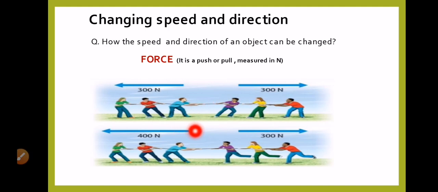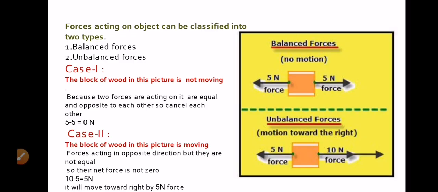While in the second case, one team is applying more force as compared to the other one, like here the force is 400 Newton while in this case 300 Newton. So the motion will be towards which side? Towards the left side where there is the greater force. So it means forces acting on an object can be classified into two types. These are balanced forces and unbalanced forces.